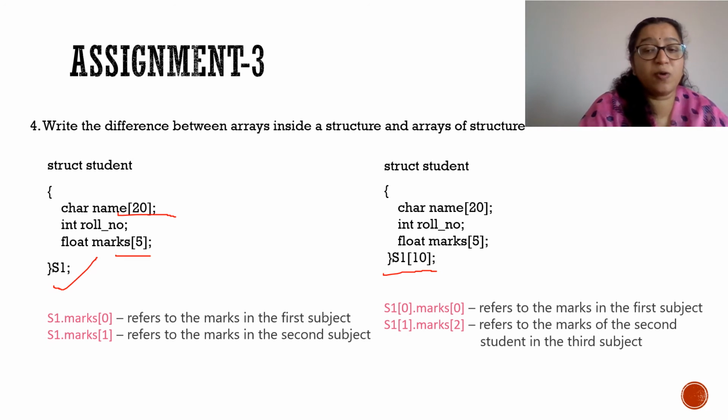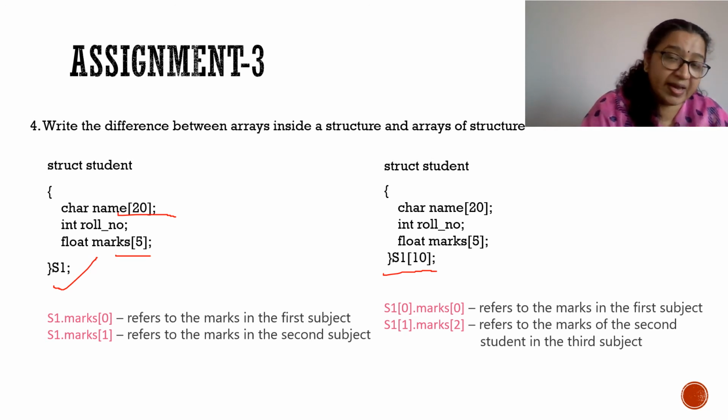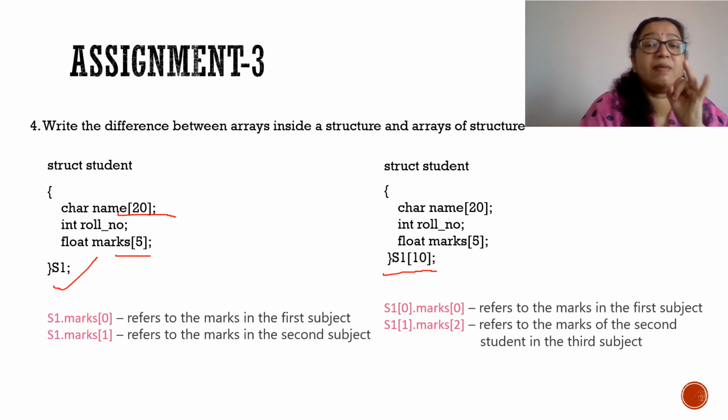I'll explain once more. Arrays of structure means the structure variable itself is an array. Okay. So how can we refer to the elements if there is also an array inside a structure? How can we refer to the elements of each one? The structure variable is also an array, and one element is also an array. So how can we refer to that?